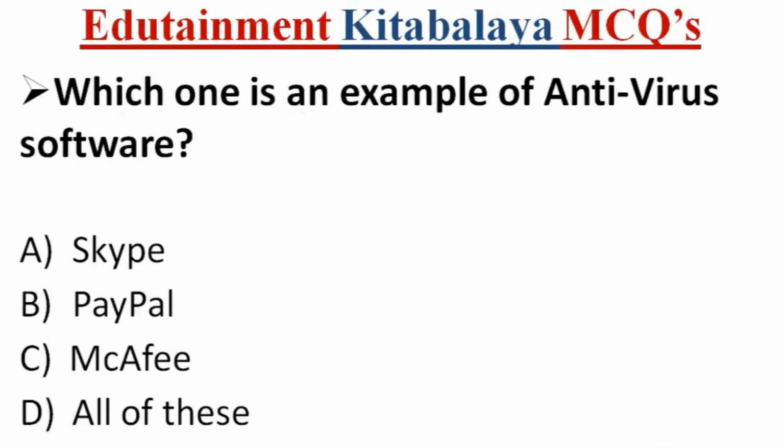Question of the day. Which one is an example of antivirus software? A. Skype. B. PayPal. C. McAfee. D. All of these. Please leave your answer in the comment section down below.